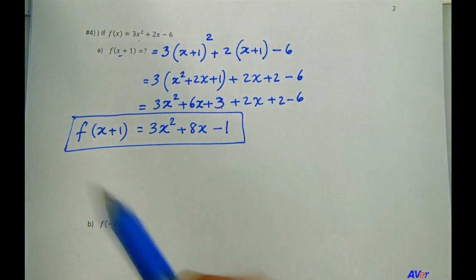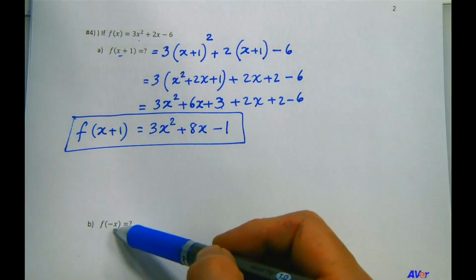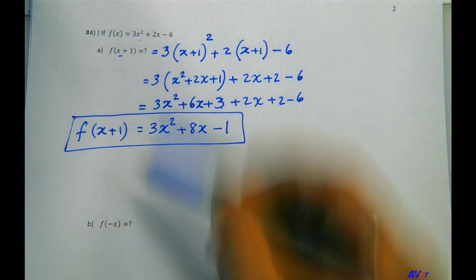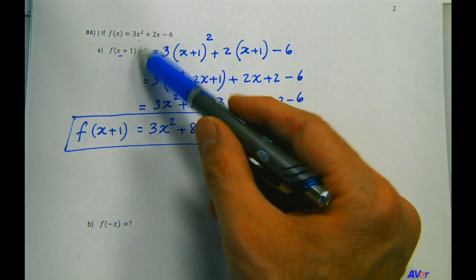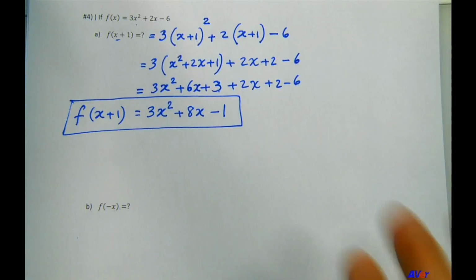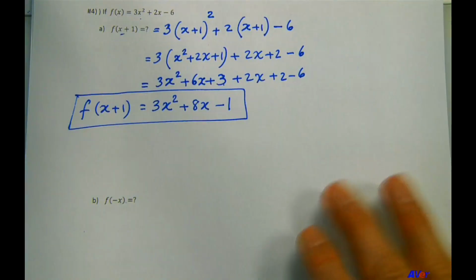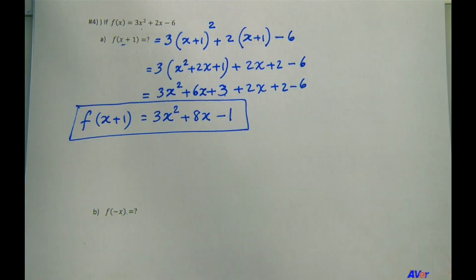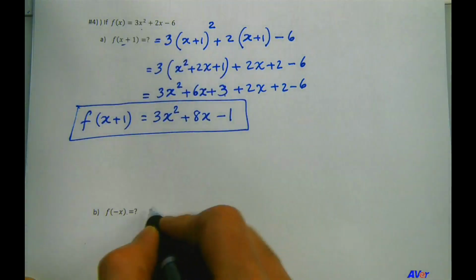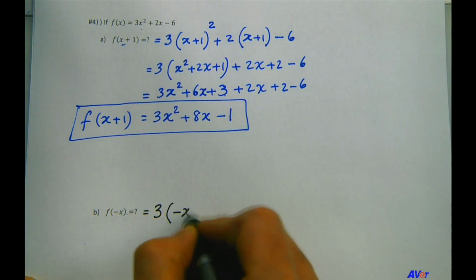So now, next, we're going to evaluate this function at negative x. So wherever you see x, I'm going to replace it with negative x. And let me see, is it still on the screen? Yeah, you can still see it. Right? Like that. Okay. So replacing x with negative x, we have 3 times minus x.